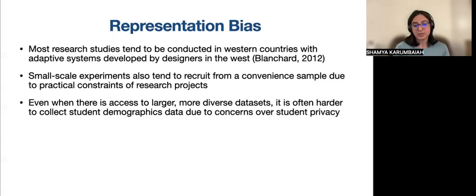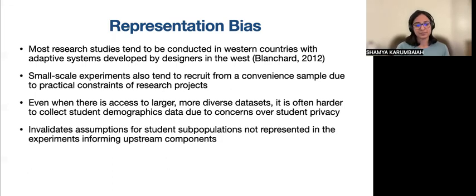Even when there is access to larger, more diverse data sets, it's often harder to collect student demographics data due to concerns over student privacy. Such representation bias can invalidate assumptions for students or populations that are not represented in the experiments that eventually inform these upstream components.